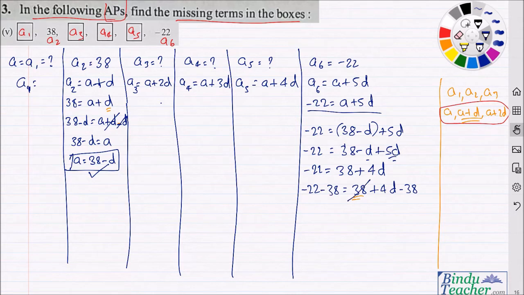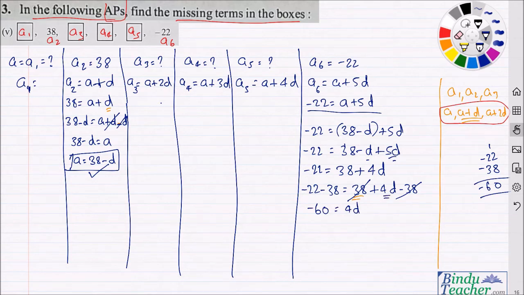So we cancel out the plus 38 and minus 38. We are left with minus 22 and minus 38 added together. We get 60, which is minus 60. Okay, so I'll write minus 60 equals 4d. 4d is what was left.